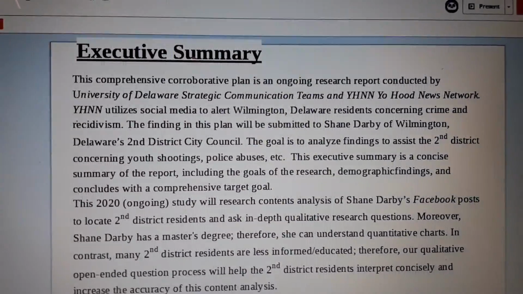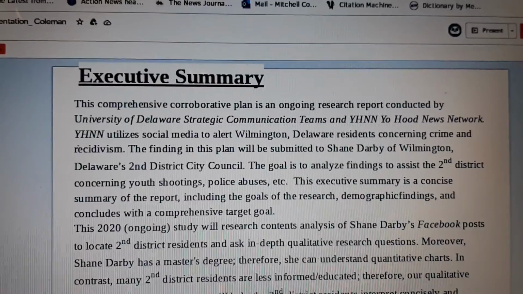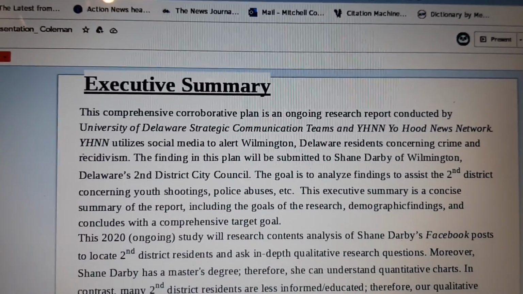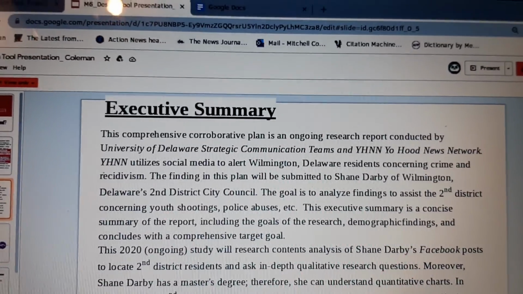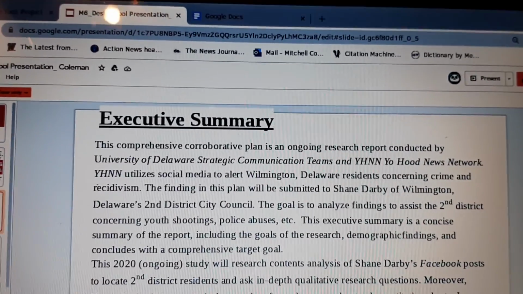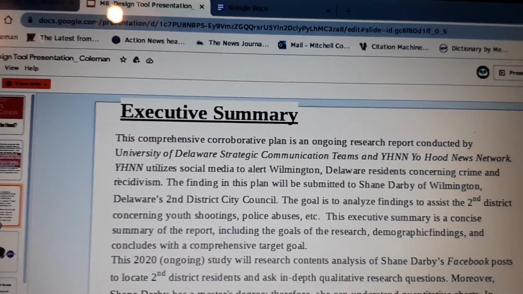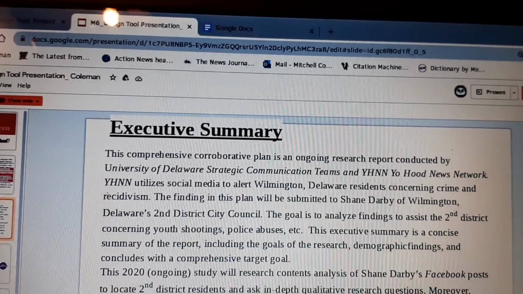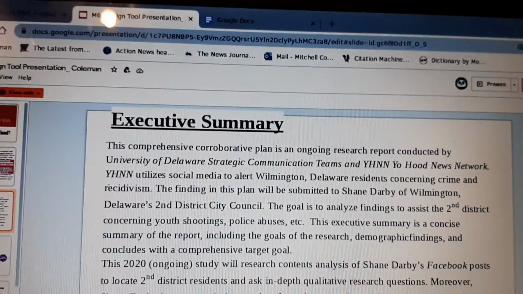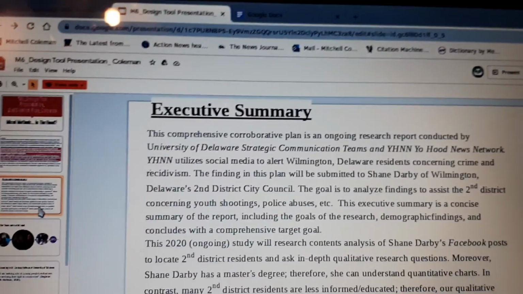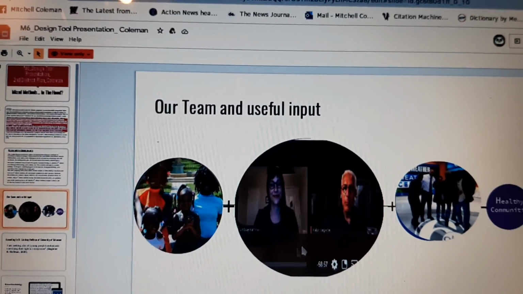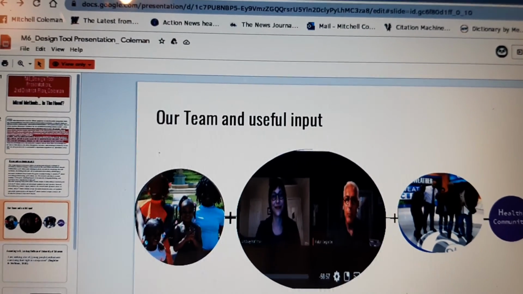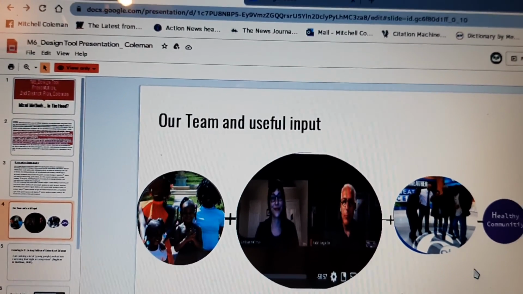But the executive summary would be: this comprehensive corroborative plan is an ongoing research report conducted by the University of Delaware Strategic Communication Teams, Yohood News Network, and it utilizes social media to alert Wilmington, Delaware residents concerning crime and recidivism. And a lot of work we've done with Sinead Darby, and here's a photo of Sinead Darby with family. This is Dr. Hoffman. This is us with ABC News, and we're trying to create a healthy community.